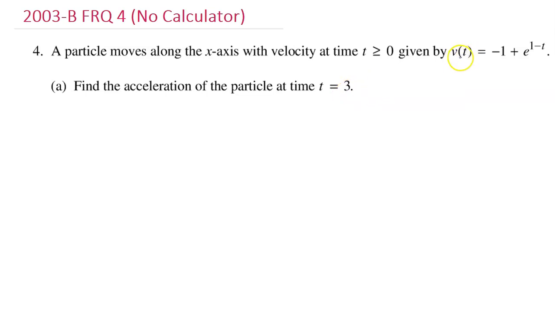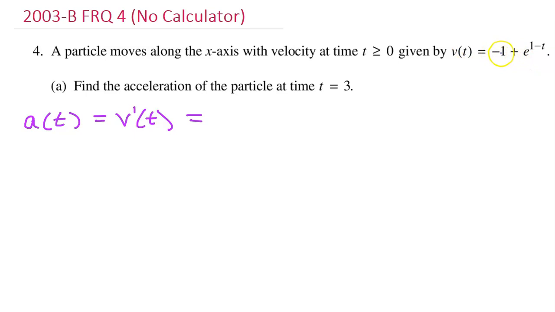So we know that acceleration is the derivative of velocity. So let's go ahead and find the acceleration formula by taking the derivative of velocity. So we will write acceleration at t is equal to v prime at t.